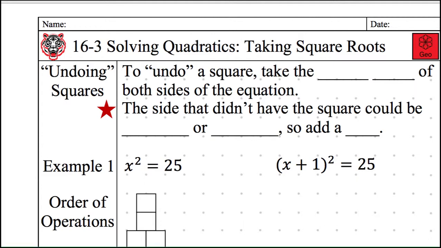All right, so we are here in geometry doing some more Algebra 1 review. So today's date is Wednesday, April 24th, 2019. Make sure your name and date are on your notes.